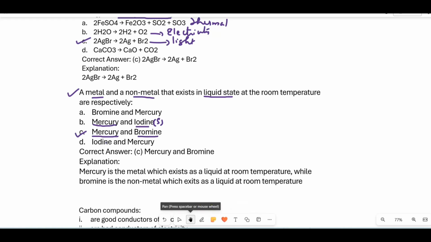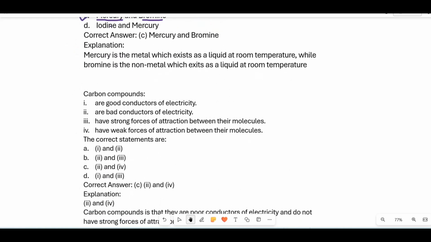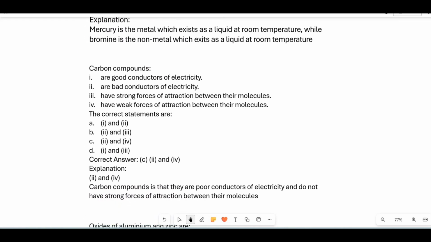Now the next question. Carbon compounds are: good conductors of electricity, bad conductors of electricity, have strong forces of attraction between their molecules, have weak forces of attraction between their molecules. So carbon compounds are actually bad conductors of electricity. They have weak forces of attraction between their molecules. So the combination should be 2 and 4.